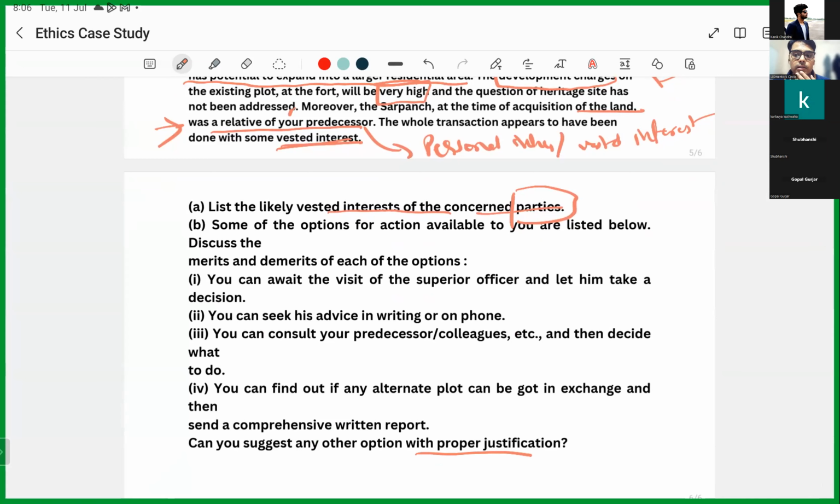Yes, Kanik, any questions? No, sir. Okay. Fine. So some of the options, first option: you can await the visit of superior officers and let him take the decision.